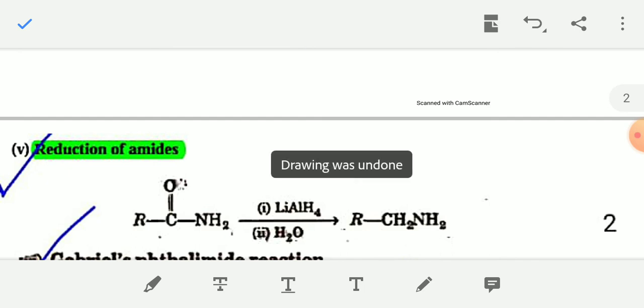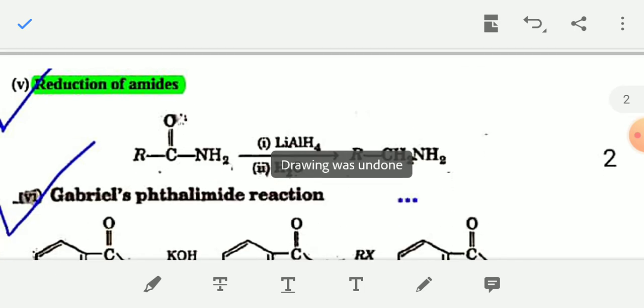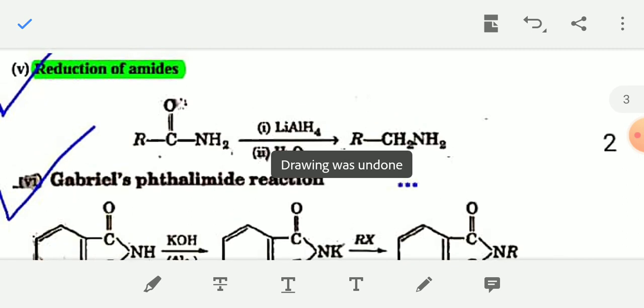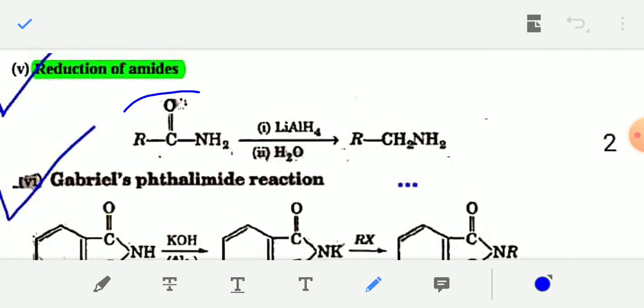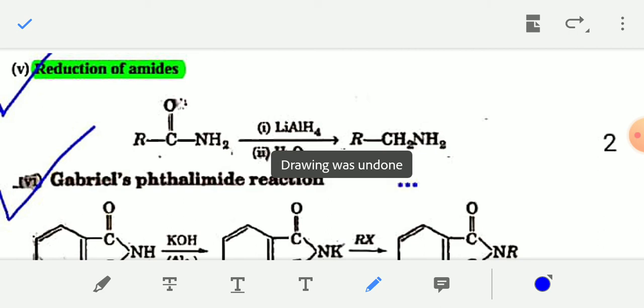Next method is by reduction of amides. Amides means RCONH2. This is the general structure of amides, RCONH2, where R is an alkyl group. Like RNH2 means amines, and RCONH2 means amide. So by reduction of amide, you can get primary amines. And the reducing agent used is lithium aluminum hydride.